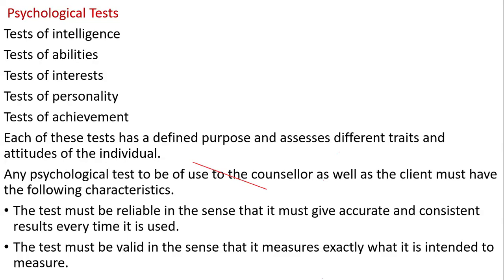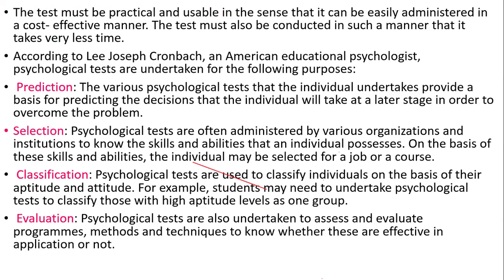Okay. The test must be valid in the sense that it measures exactly what it is intended to measure. So if we want to measure intelligence, the test exactly should measure intelligence. If we want to measure the interest of the person, the questions or the statements should be there to measure the interest, not something else. So therefore, they should measure exactly what is intended to measure. Right.